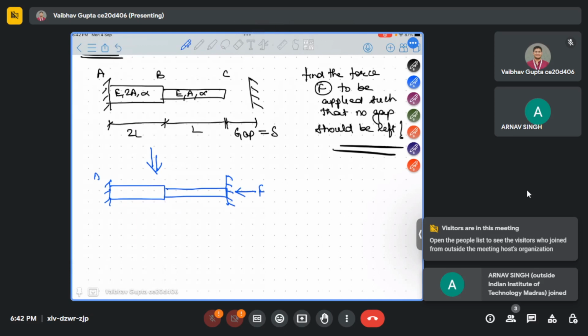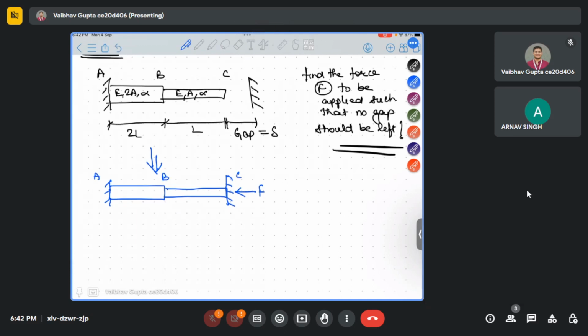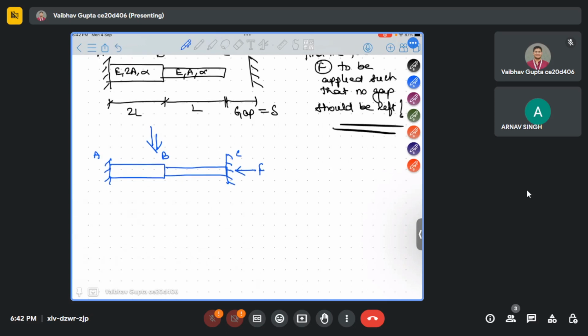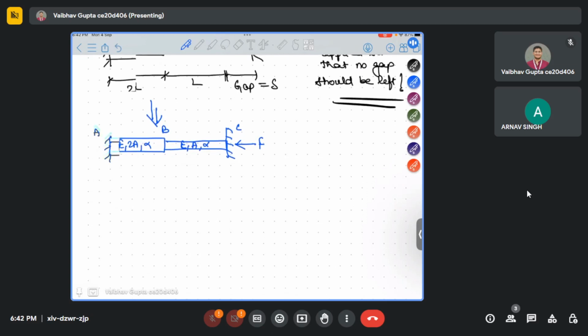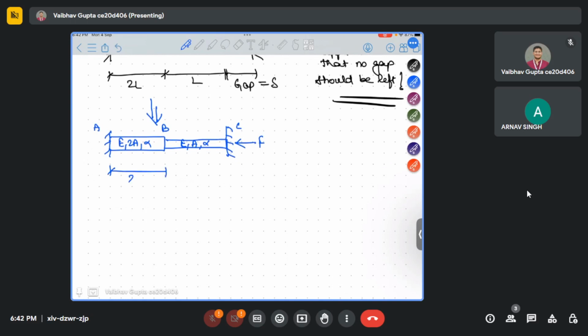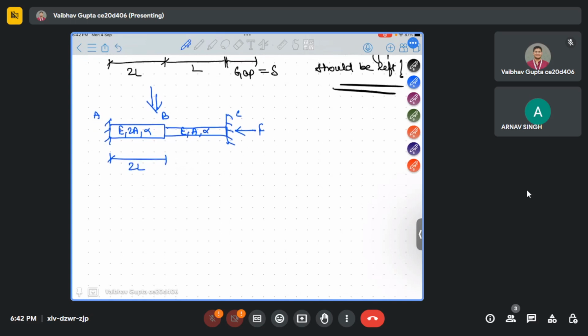So A, B and C. Now this is E, this is 2A, this is alpha, and this is E, A and alpha. Length 2L. Length I will not write because now change in length has occurred.